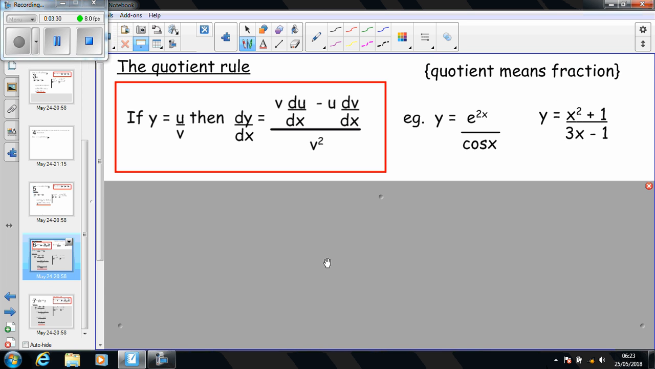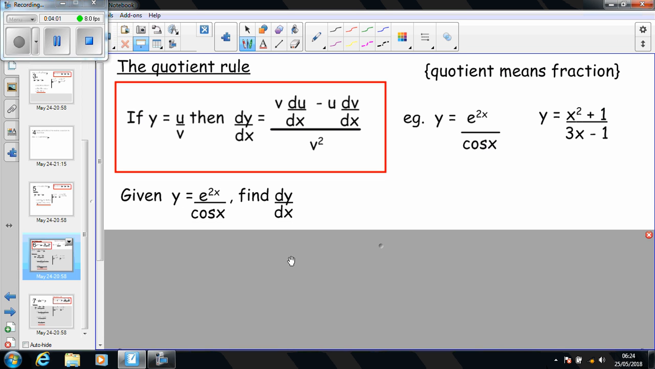The second rule we're going to look at is the quotient rule. Now quotient here, we're talking about a fraction, so a function over a function. So if it looks like y equals u over v, where u and v are both functions of x, then the rule is dy/dx equals v du/dx minus u dv/dx, all over v squared. Here's a couple of examples where we've got u over v.